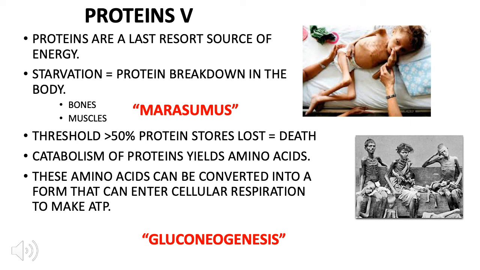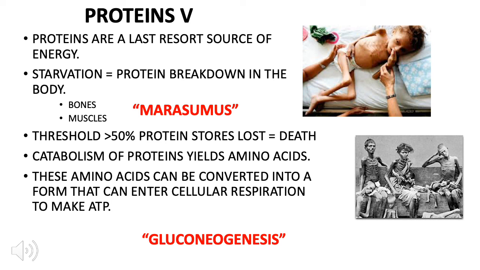So let's talk about that process. The catabolism of proteins can yield amino acids. Amino acids are carbon-containing, energy-containing molecules. So these amino acids can be converted into a form that can ultimately enter cellular respiration to make ATP. We haven't covered cellular respiration in detail, but if there's some way that I can inject some energy-containing molecule into the cellular respiration process, I can generate some ATP from that molecule.